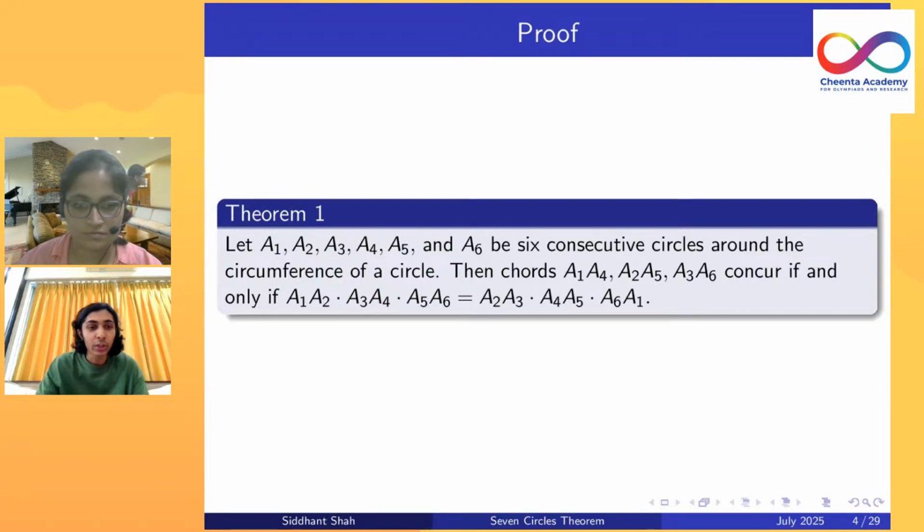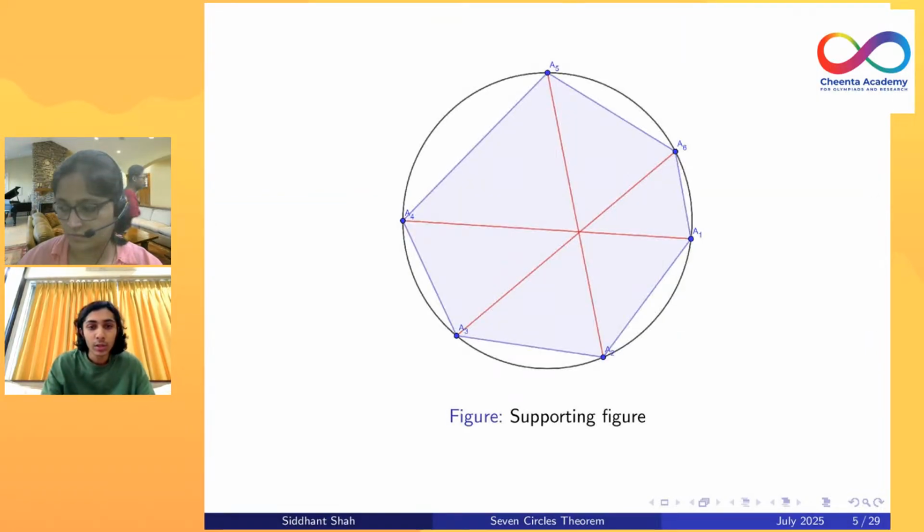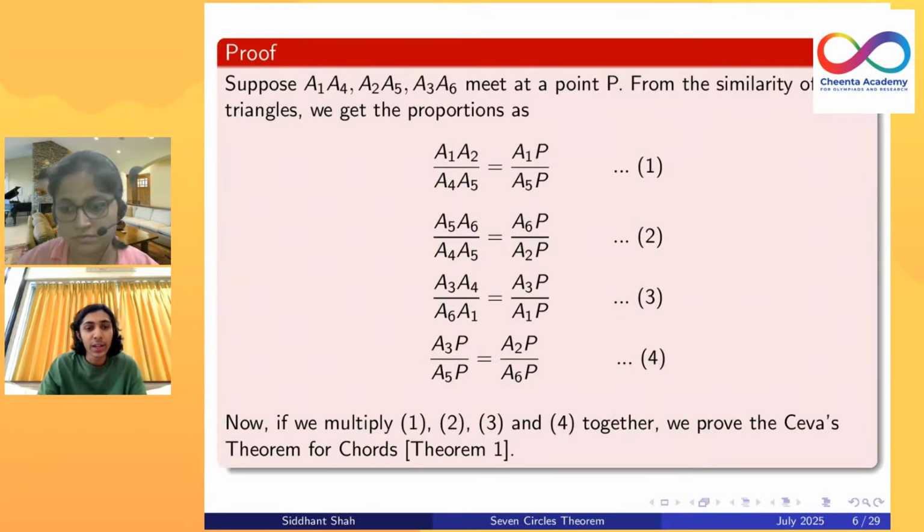To show you the figure of it, this is the figure I'm talking about. If you go to the next slide, I have shown a proof of it, which states that suppose the line segments A1A4, A2A5, and A3A6 are all meeting at one point, as in the previous figure. Then in the previous figure there is a similarity of triangles visible, and whenever there is a similarity of triangles, we always get proportions.